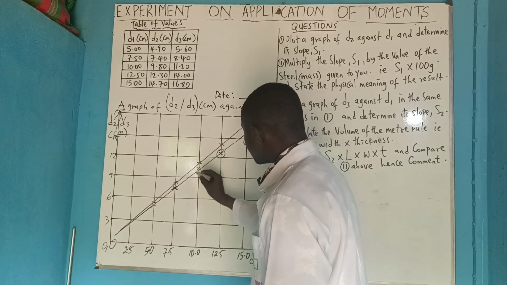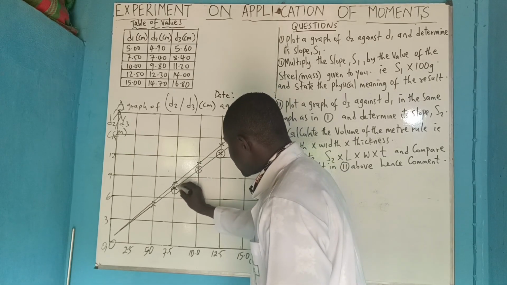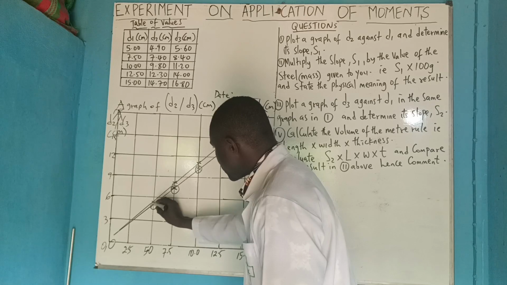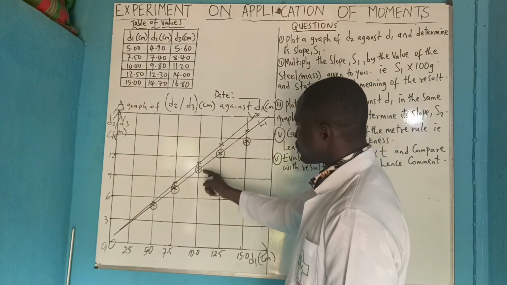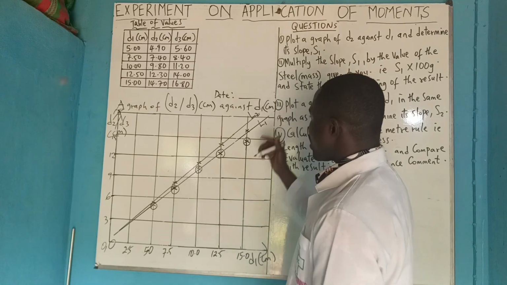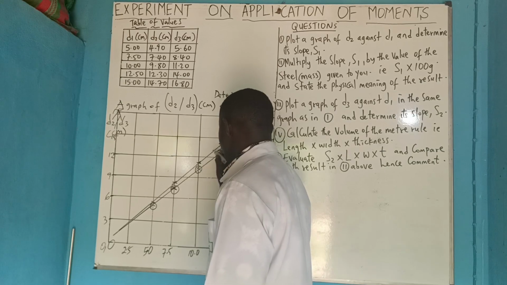All these first ones, we are circling them so that we can easily differentiate them from the second one. This first one, we just circled, and there are 5. But the second one, we did not circle them.